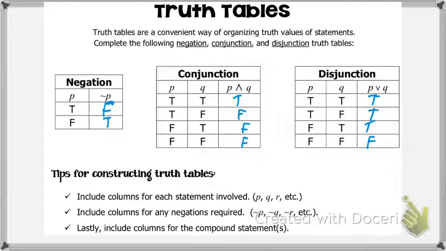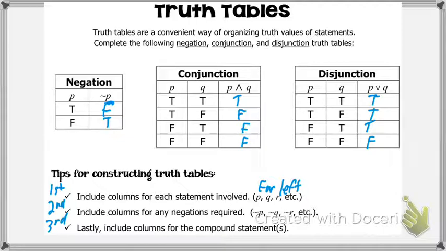Here are some tips for making those truth tables. We include columns for each statement involved: P, Q, R, etc. and we put them on the far left. Next, you'd have columns for any negations. Lastly, include columns for compound statements. So if you have a negation and a conjunction in the same truth table, you put the negation before the conjunction.